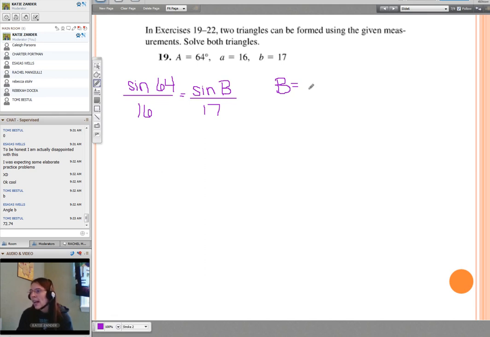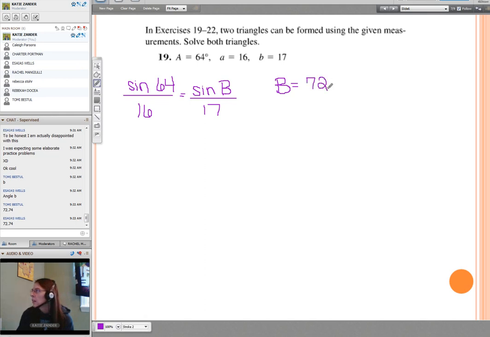$72.74. Anybody else second that 72.74? Yes, okay. Now, another thing I want to point out that I didn't mention quite yet, use your capital letters for angles, lowercase letters for sides, right? So in case you forgot that little fact from geometry, capital letters denote your angle measurements.